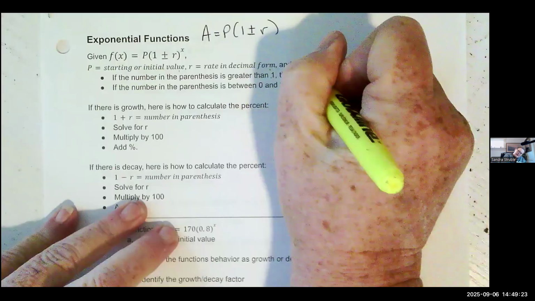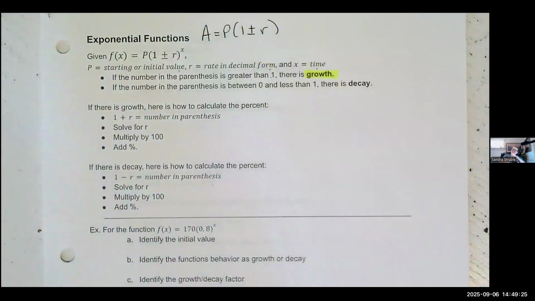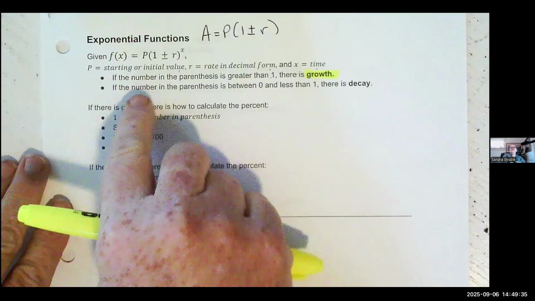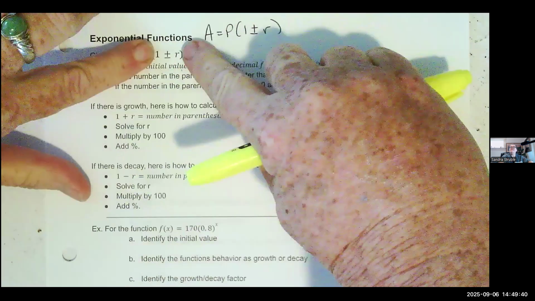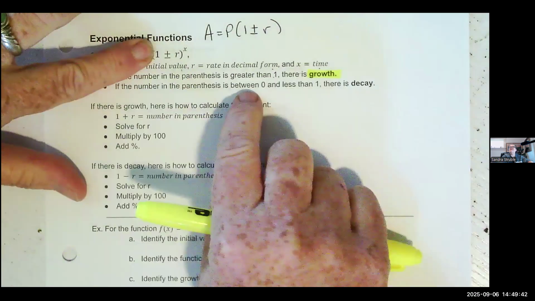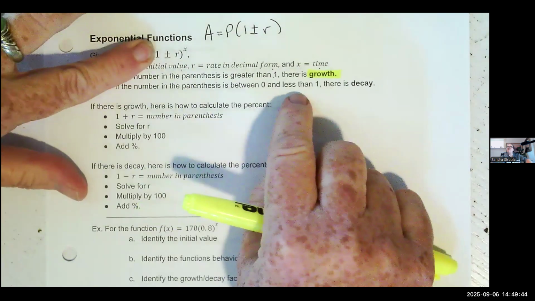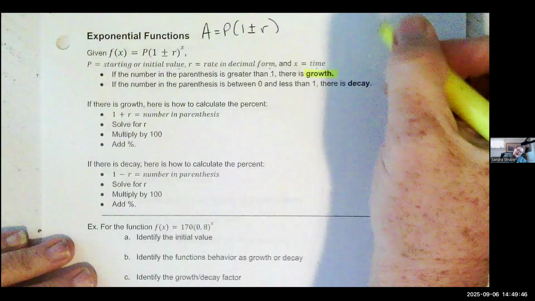Instead of increasing and decreasing, when you're dealing with exponential functions, we deal with growth and decay. So you need to make sure that you have those in your wheelhouse. If the number in that parentheses, and I'm not talking about anything else, only the number in the parentheses, is between 0 and 1, there is decay.